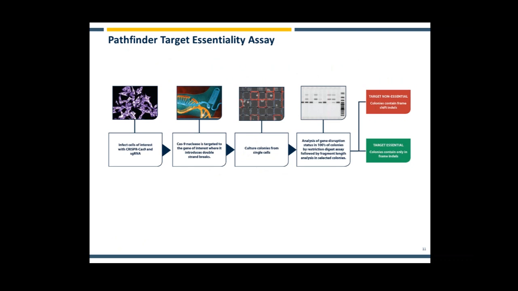In order to overcome this problem, we've used our vast experience in cell line engineering and the workflow required to analyse edited cells at a clonal level to develop our Pathfinder Target Essentiality Assay. In this assay, we target Cas9 to the gene of interest and then culture colonies in a single cell dilution. We can analyse hundreds of colonies to determine whether any clones can be recovered that possess a complete genetic knockout. If either no or very few colonies contain frame-shift knockouts on all alleles, the target is deemed essential in that particular cell line.